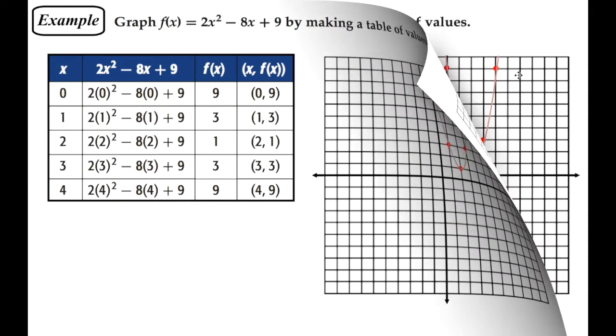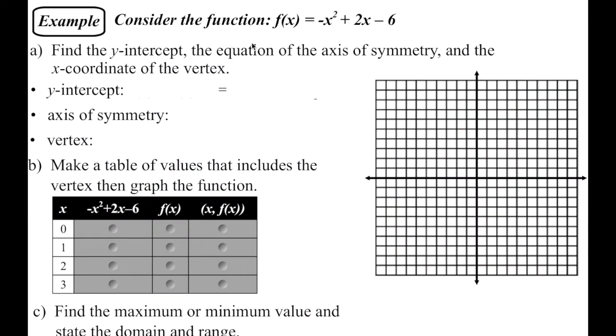So here we have another function. In this case, a is negative 1, b would be 2, and c is negative 6. Find the y-intercept, the equation of the axis of symmetry, and the x-coordinate of the vertex. First of all, let's talk about the y-intercept. Remember, the y-intercept is where it crosses the y-axis, so we know x is equal to 0. If I let x be 0 in this equation, I should get out negative 6, and I do.